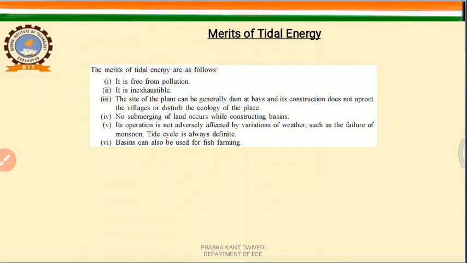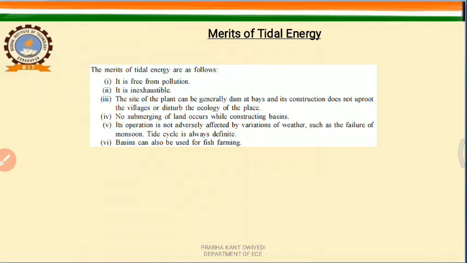And these are the merits of tidal energy. It is free from pollution because we are not burning any type of fuel or coal in this system, so obviously it is free from pollution. It is inexhaustible. We are not exhausting any gases or any pollutant from this type of plant.